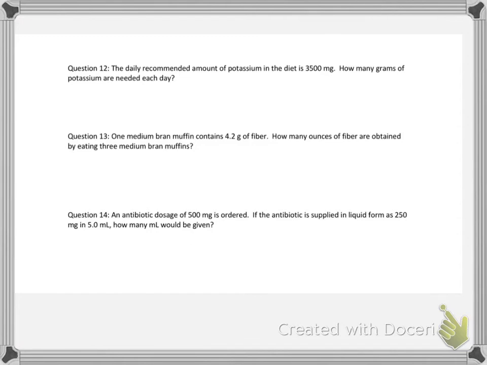Okay, so question 12 is what we're going to start with. It says the daily recommended amount of potassium in the diet is 3,500 milligrams. How many grams of potassium are needed each day? Okay, so remember what I said. You want to identify what's given and identify what you're looking for. So reading the first sentence, I know that I have 3,500 milligrams of potassium. And that's what I'm given.